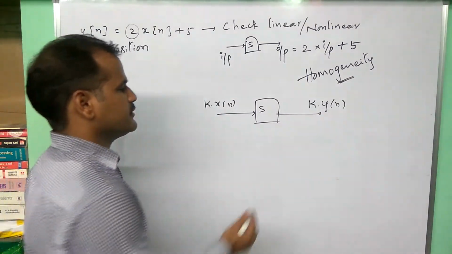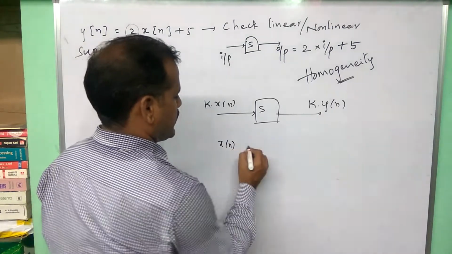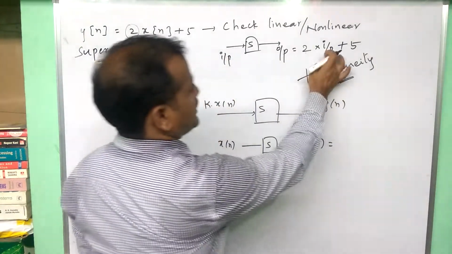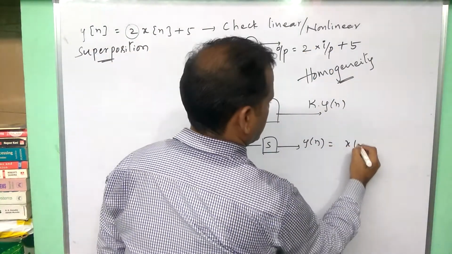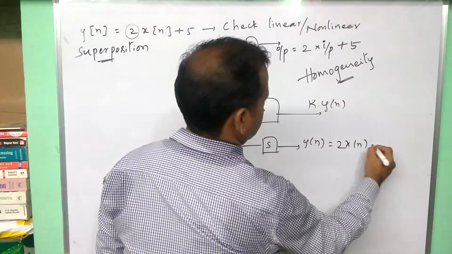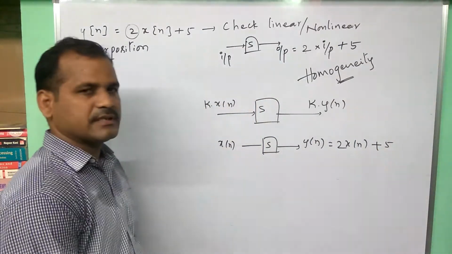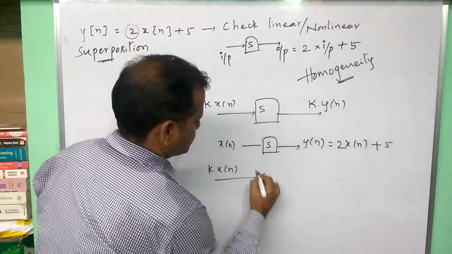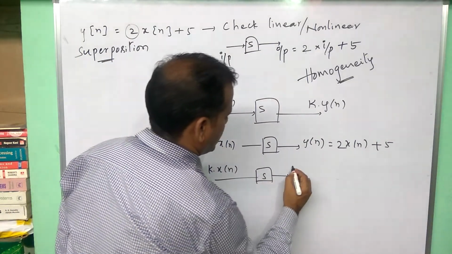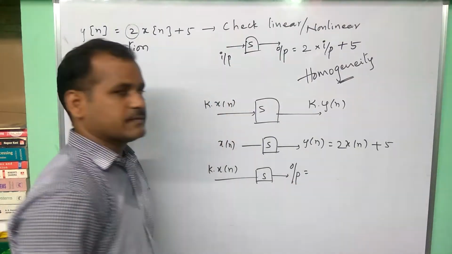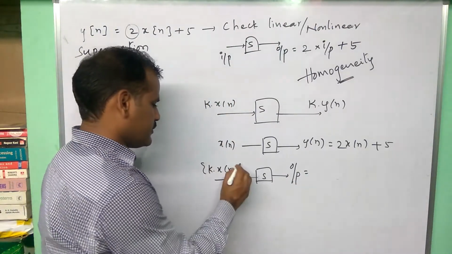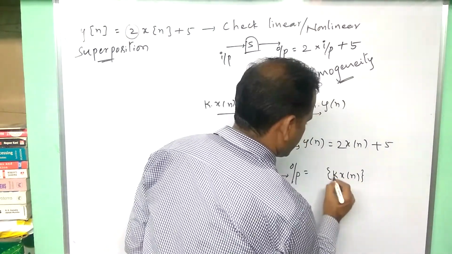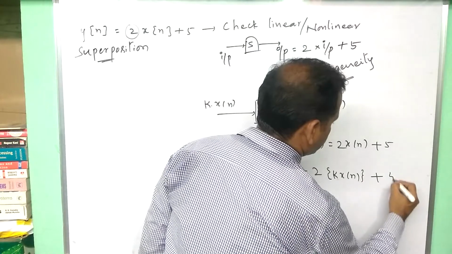That means here x of n we are applying to the system, and we are getting y of n: the input multiplied with 2, so x of n multiplied with 2 and added with 5. Now in the second case, k into x of n is the input. Then what is the output? This input is multiplied with 2 and added with 5.